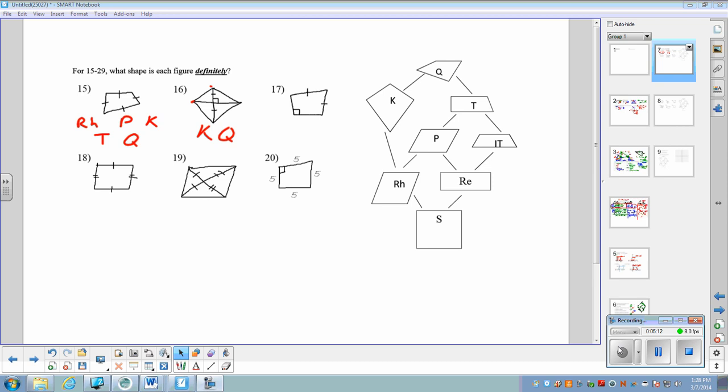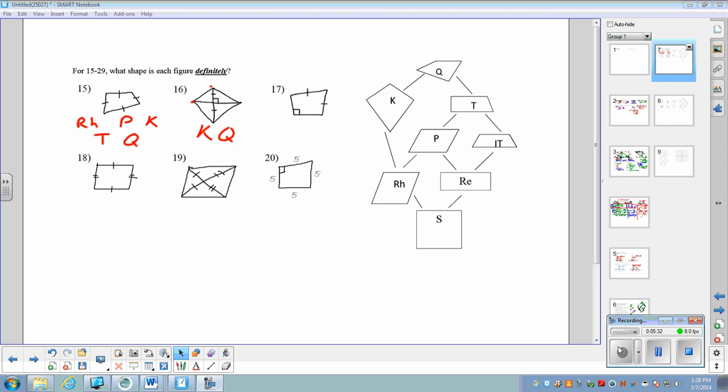Number 17, it's not jumping out to me as anything. The right angle suggests maybe rectangle, the congruent side suggests maybe kite, but let's figure this thing out. The first thing is, can we prove parallel lines? And it doesn't look like it. And can we prove any other angle is a right angle? And I'm thinking it doesn't look like it.